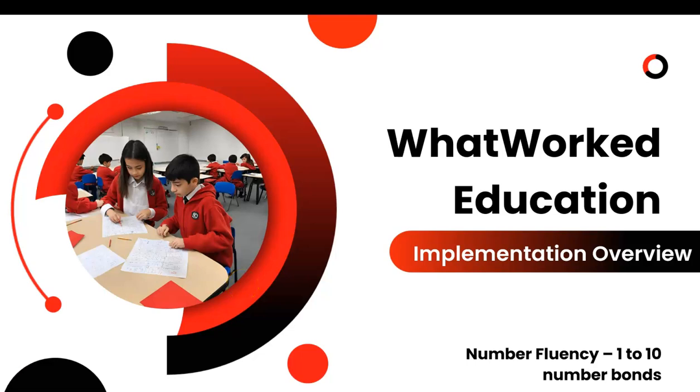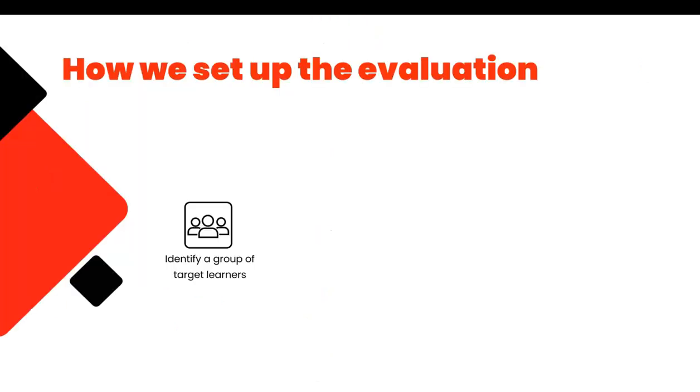Implementation overview for Number Fluency 1 to 10 number bonds. Where we help you to set up the evaluation. The first thing we ask you to do is identify a group of target learners. You will then complete the pre-assessment task with all the learners.